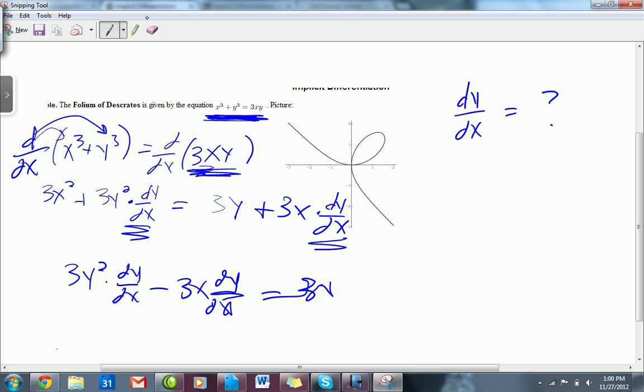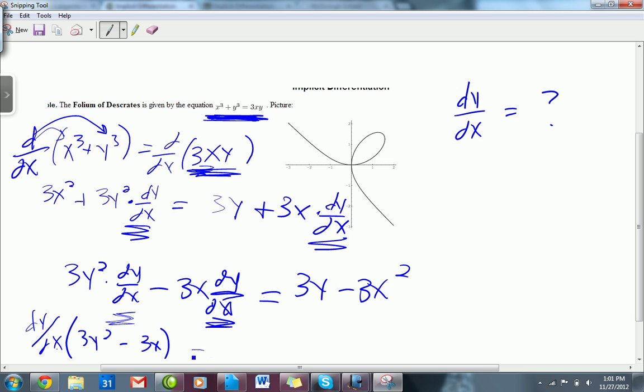Oh my gosh, that's getting messy. Equals 3y, that stays, minus 3x squared. So all I did was take this term right here and subtract it, and take this term right here and subtract it. The reason I did that is because now my dy/dx terms are on the same side. I can factor it out. So I'm going to get dy/dx times a quantity 3y squared minus 3x. And then on the other side, it's just 3y minus 3x squared. Okay, just algebra. Just got my algebra hat.